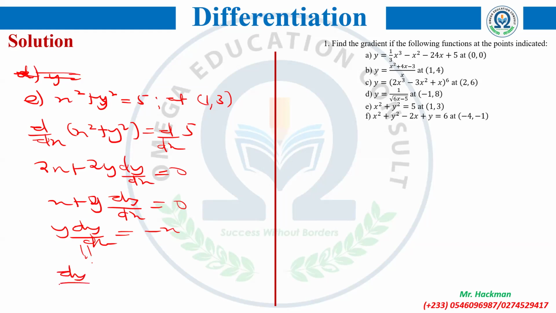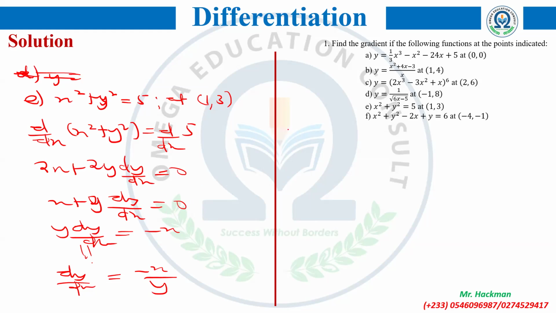So I'll write dy/dx will be equal to -x/y. You can see that because my function is implicit, my first derivative function, therefore my gradient function, is dependent on both x and y. So this time around, you have to substitute your x value and your y value, the x coordinate and the y coordinate.